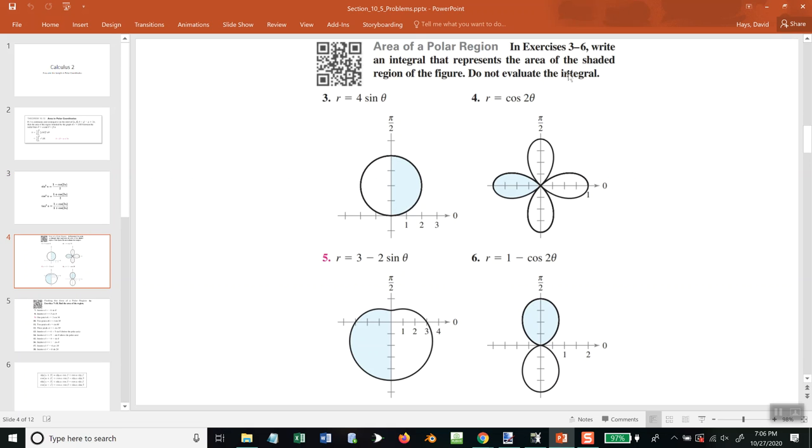Now these first problems, it says write an integral that represents the area of the shaded region of the figure. Do not evaluate the integral. Though I know, interesting enough, I think CalcChat does evaluate it, but we'll just do the setup.